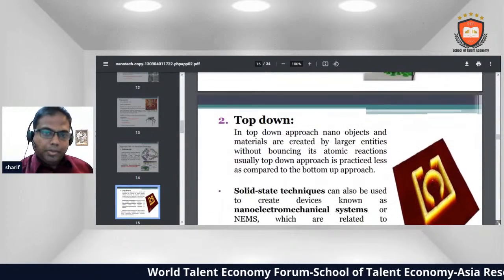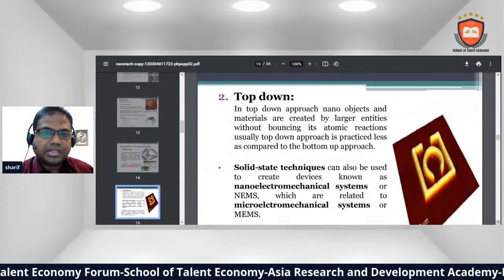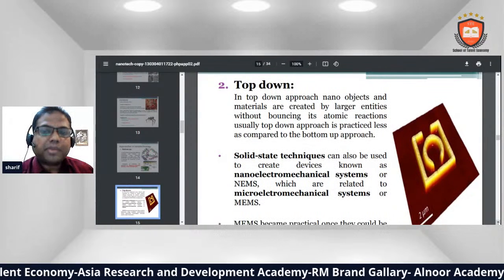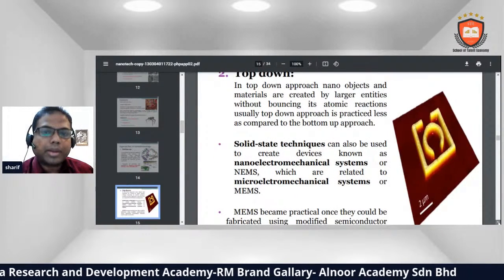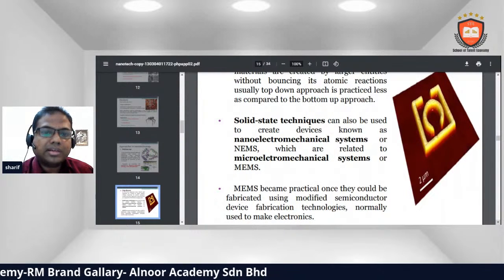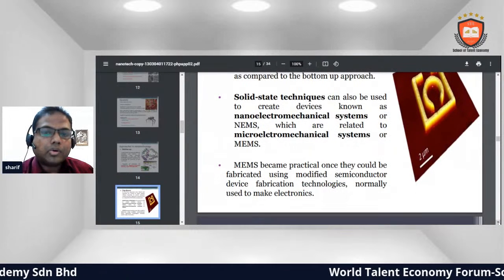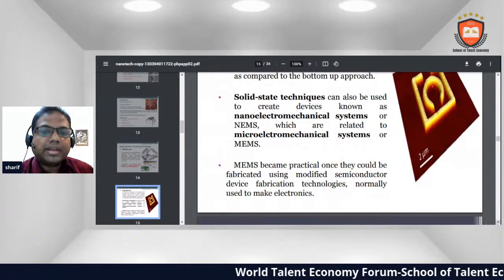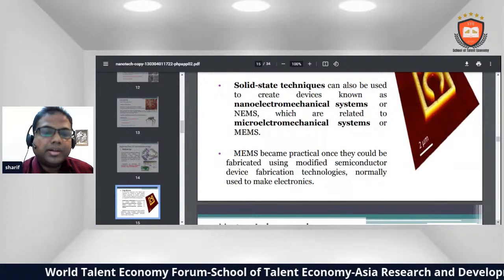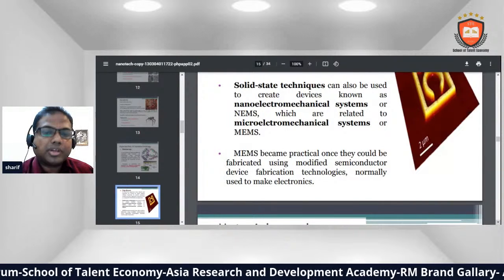Nanolithography. Top-down. In the top-down approach, nano-objects and materials are created from a larger entity without atomic-level control. Usually the top-down approach is practiced less compared to the bottom-up approach. Solid-state techniques can also be used to create devices known as nanoelectromechanical systems or NEMS, which are related to microelectromechanical systems or MEMS. MEMS became practical once they could be fabricated using modified semiconductor device fabrication technology normally used to make electronics.